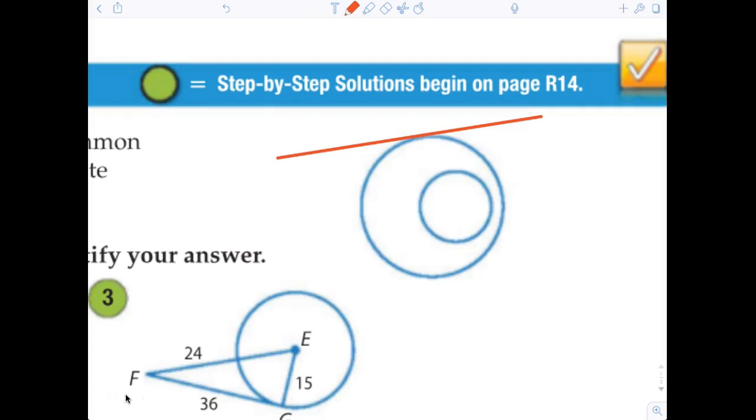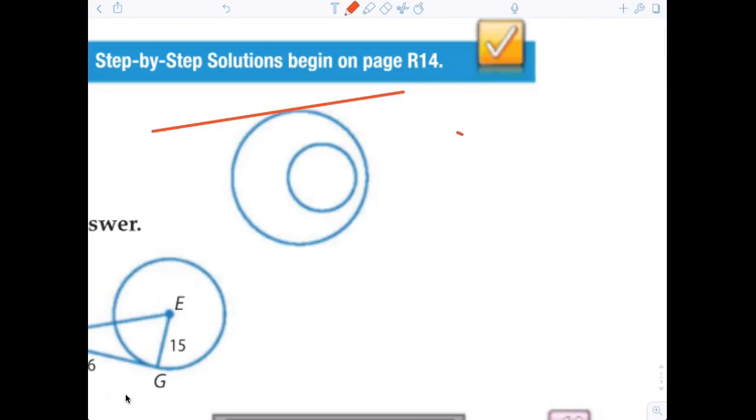Now, common tangent just means that the tangent has to be the same line that's tangent to both circles. Is that possible? No, it's not possible. So there is no common tangent. Let me give you another example. For example, if I draw this circle and I draw this circle, you should be able to tell me that there are probably 4 common tangents.